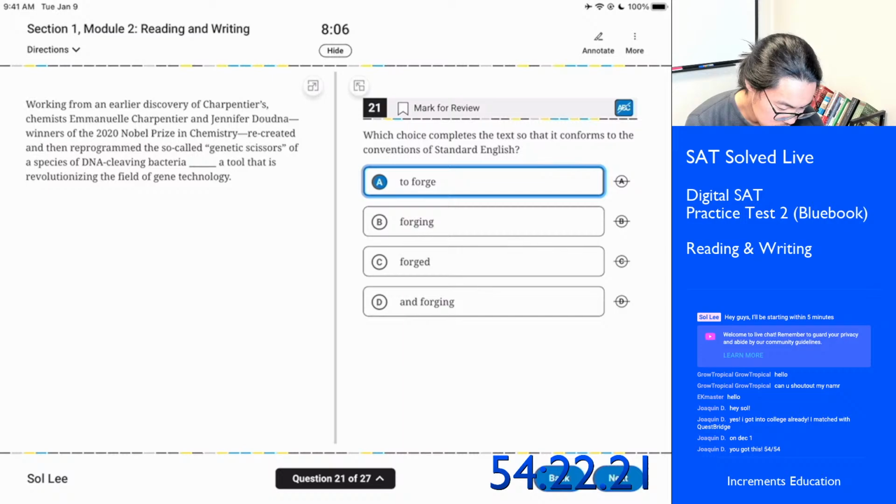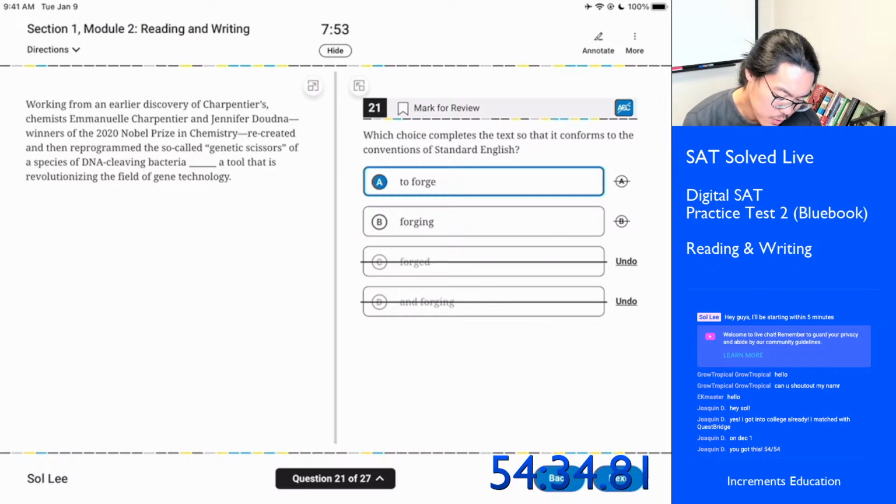Seriously? To forge? They reprogrammed it to forge a tool? That's not good. Yo. I mean, you can use to forge that way. I don't know how I feel about this one.